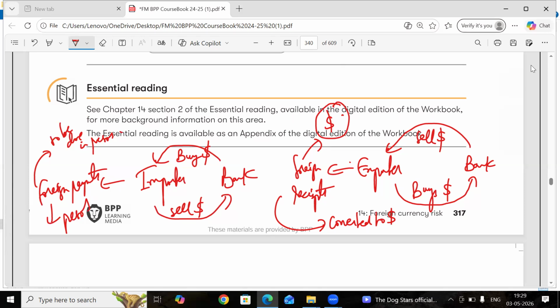Just make a note of this. The importer has to sell dollars to the bank. That means the importer sells dollars, the bank buys dollars. Exporters, what do they do? They buy dollars, the bank sells dollars.